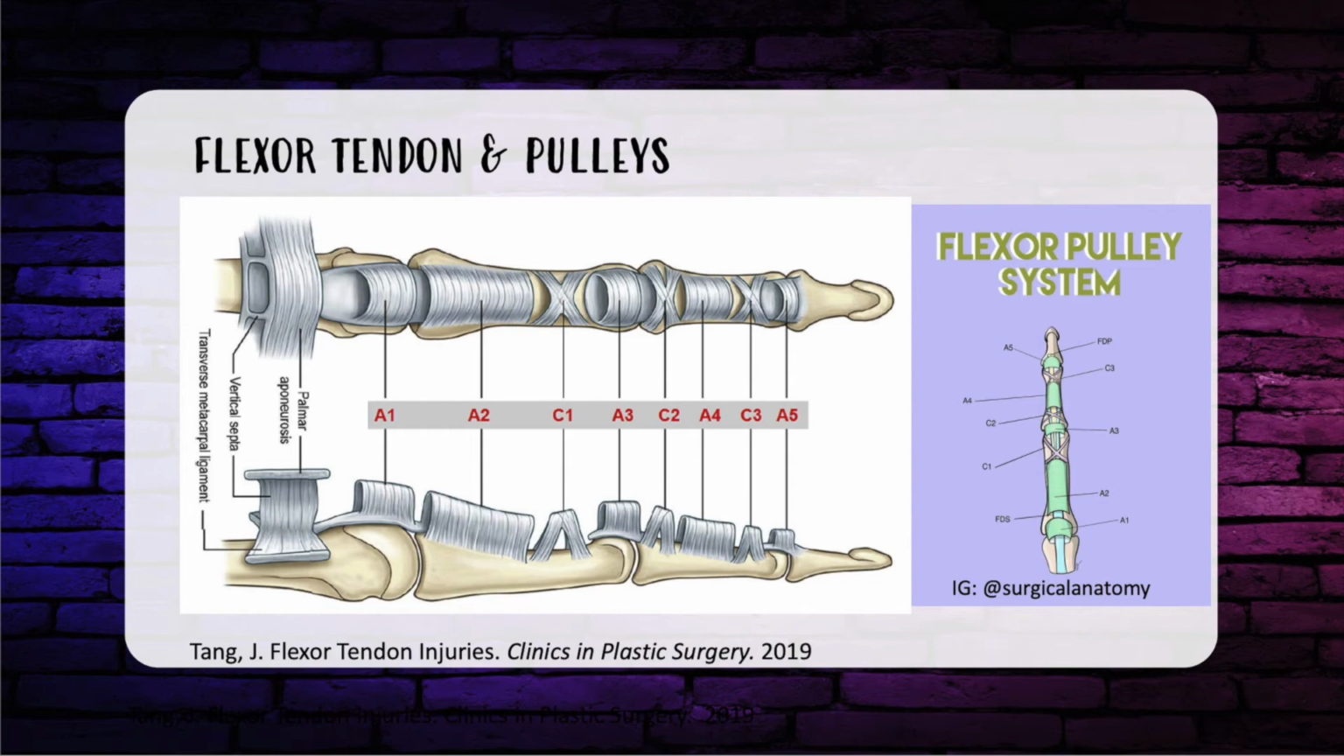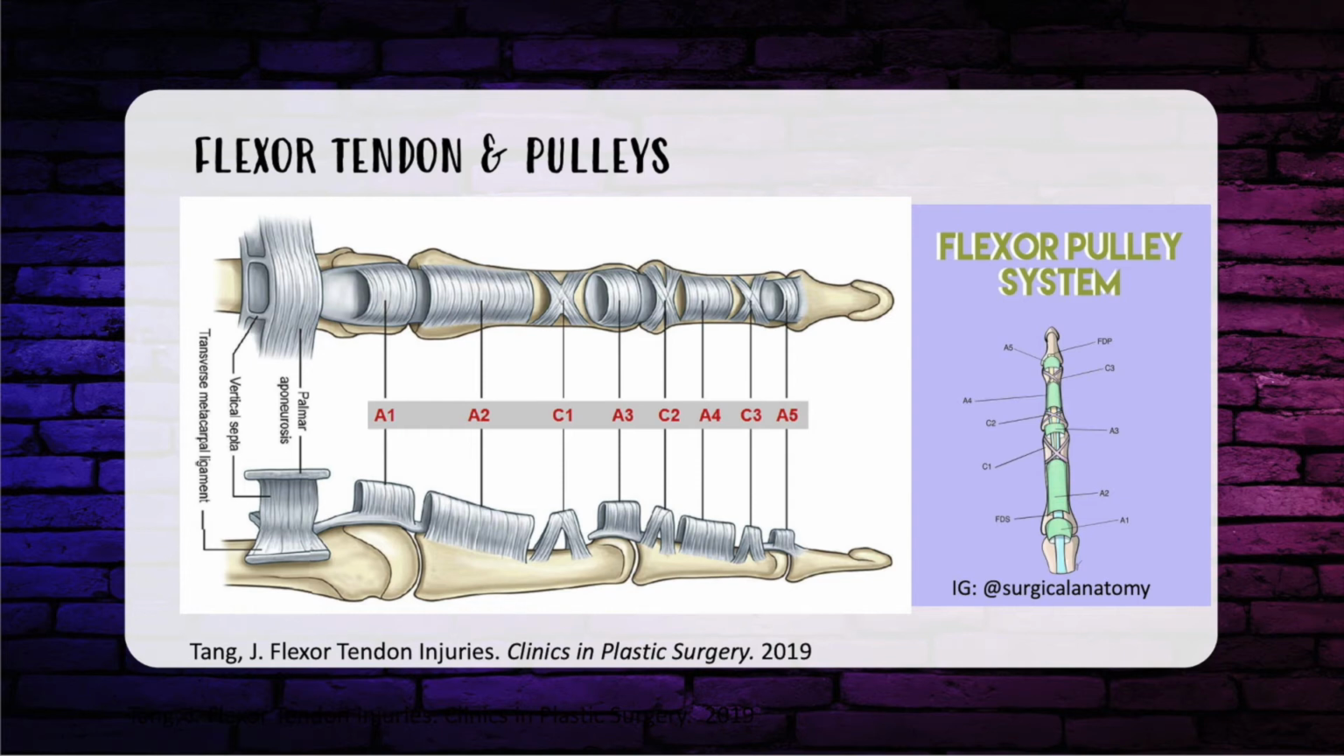So now let's think about the numbering and the naming of these pulleys. The odd number pulleys correspond to joint spaces, and you start proximal and work your way distal. So for example, A1 is at the MCP joint, A3 is at the PIP, and A5 is at the DIP. And then in between them, at the proximal phalanx, you have the A2, and at the middle phalanx, you have the A4 pulley. These pulleys arise from the volar plate at their respective joints.